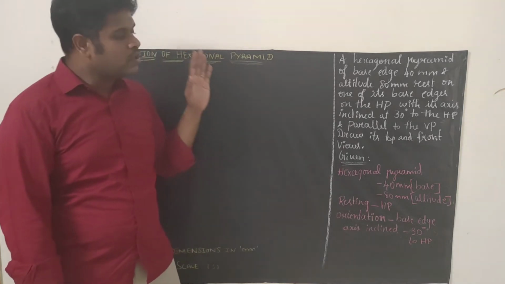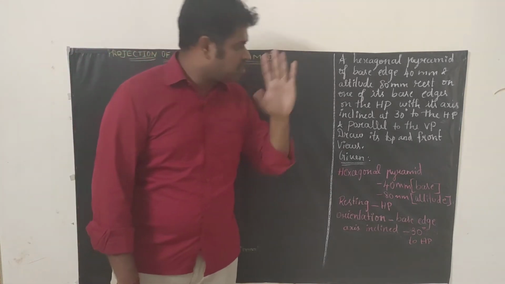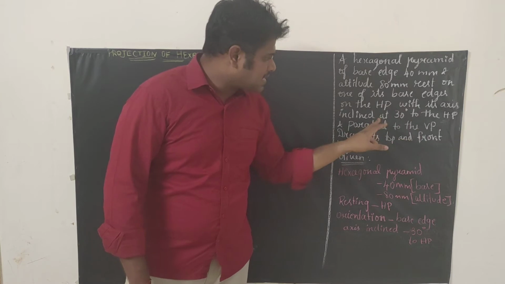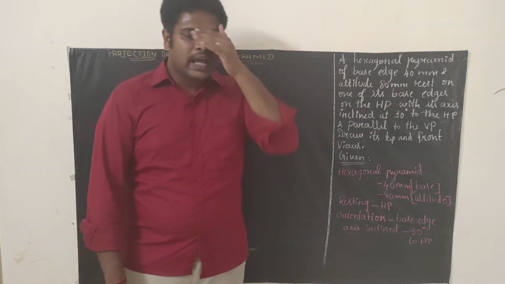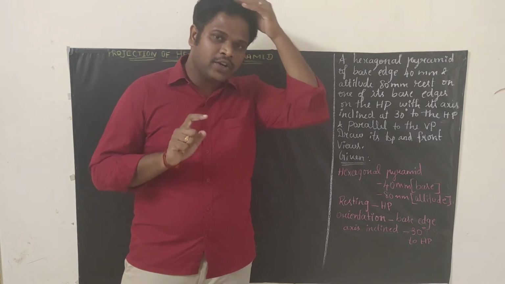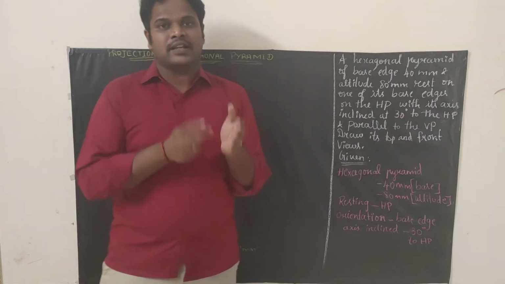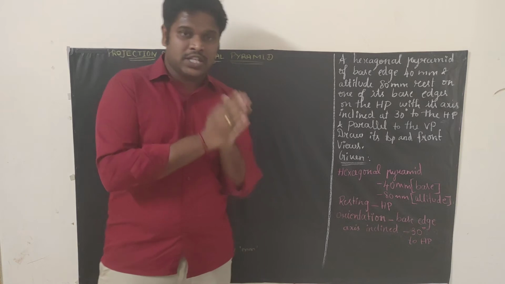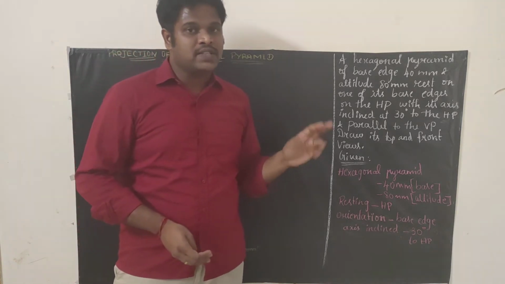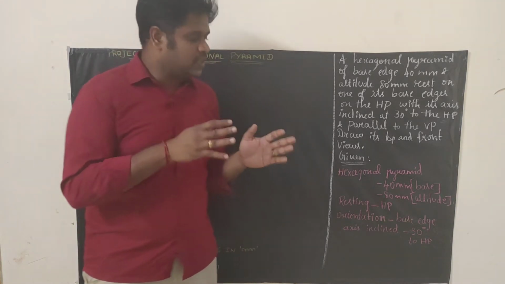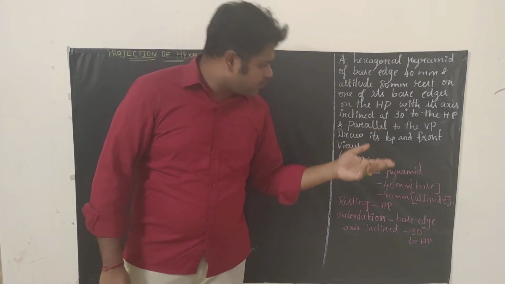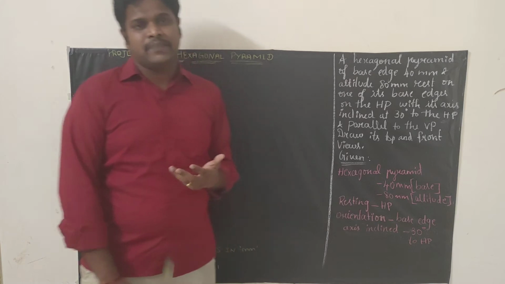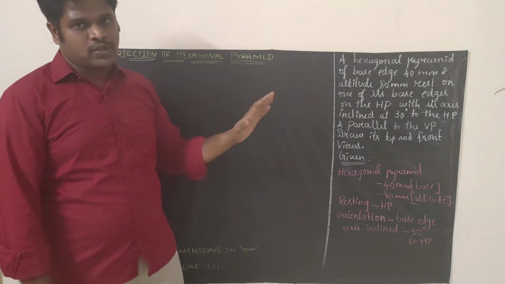So we are going to rest the base edge on HP with its axis inclined 30 degrees to HP. So they also give another hint: axis is also inclined 30 degrees to HP. Once the axis is inclined to HP, it means the base diagram will be in HP. So with these two hints we can go further with the problem. And parallel to VP, draw its front view and top view. That's what they are asking. So we clearly know how to approach this one.